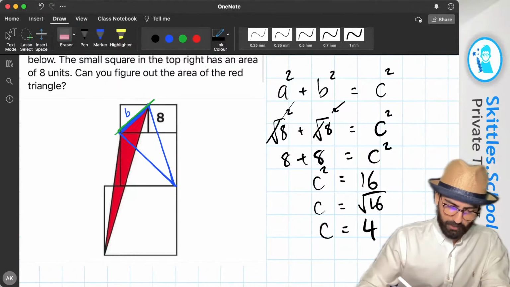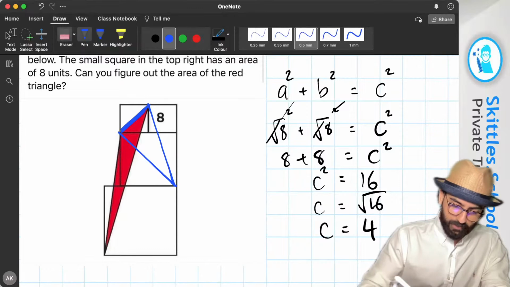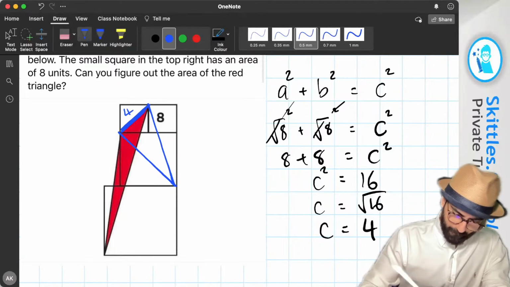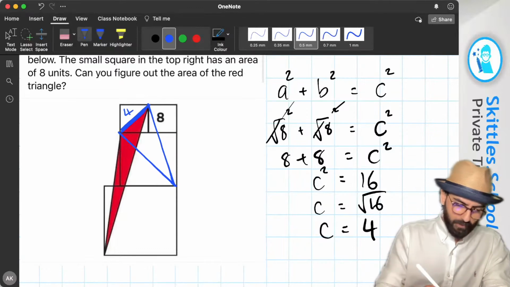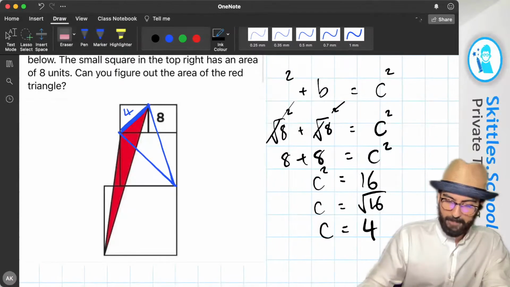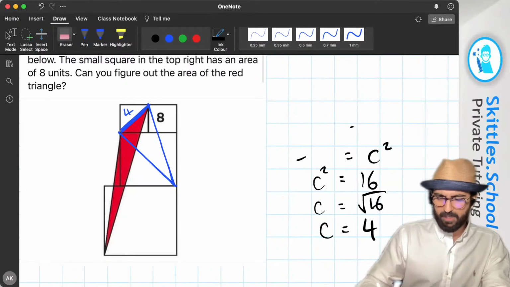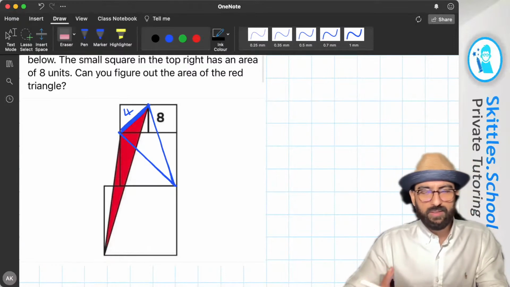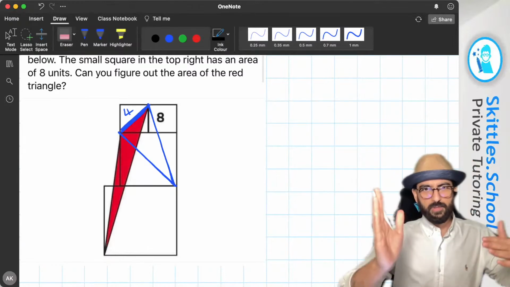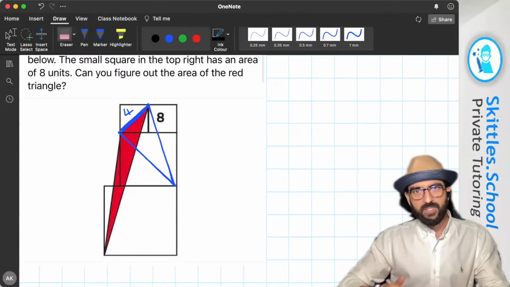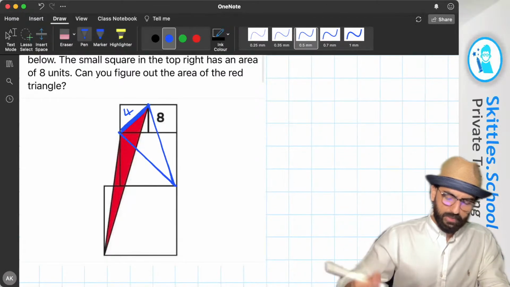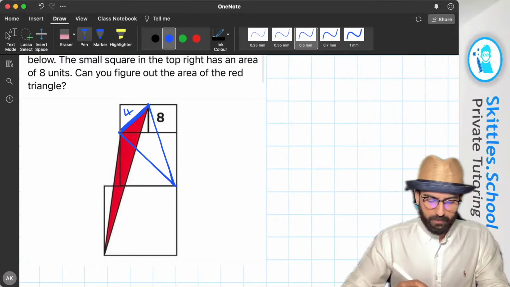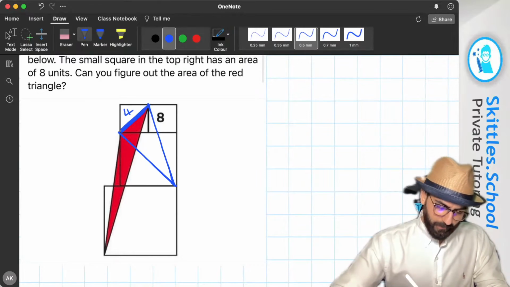Okay, so I'm going to erase this and write that in. So we know that's 4. Excellent so far. We worked that out using Pythag. Let's keep going. Now we have to work out the vertical height. I know it's not vertical in this, but it's perpendicular to the base. Well, that's this length here.